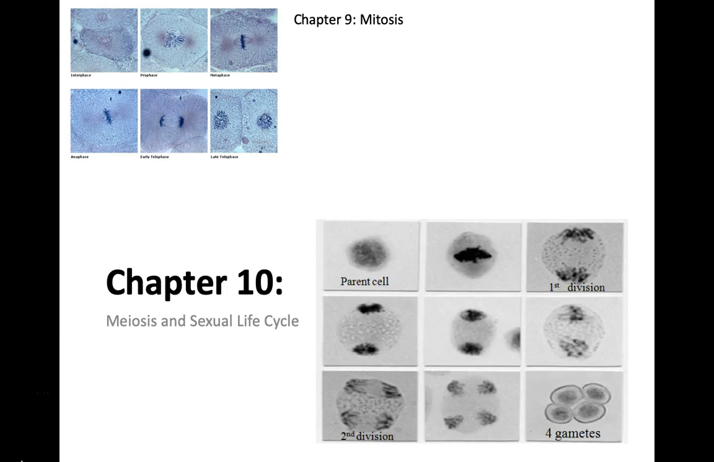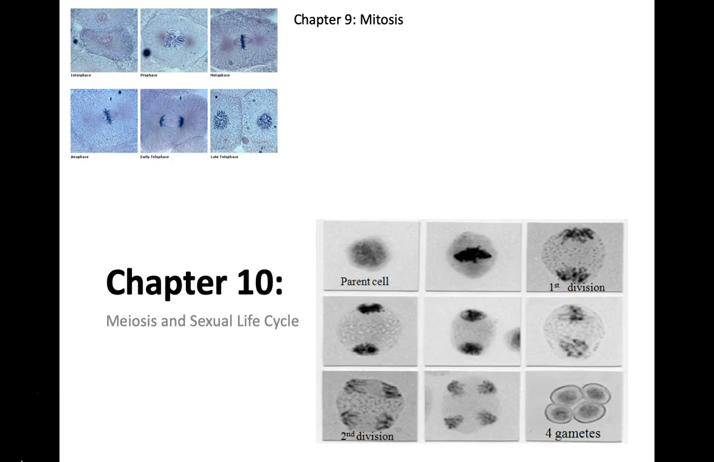In the last video, we discussed mitosis. Mitosis is a process in somatic cells that produces genetically identical daughter cells. So they should be genetically identical to the parent and genetically identical to any sister cells that are produced. In the process of mitosis, you go from one parent cell to two daughter cells.